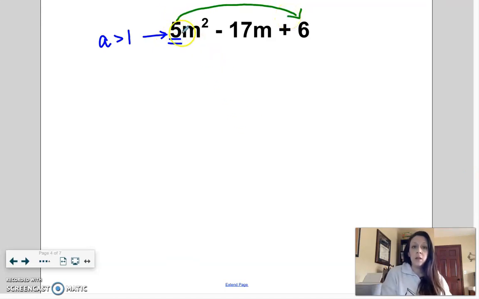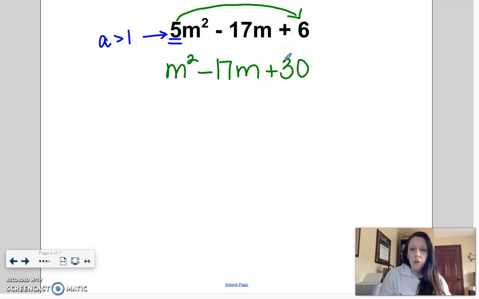So that is taking the number on the outside and multiplying it by the third number. And we're going to actually rewrite what this would look like with that 5 out of the way. So I'm multiplying 5 and the 6 and making that 30. Okay, that's step 1. Step 2 is factor this basic trinomial.